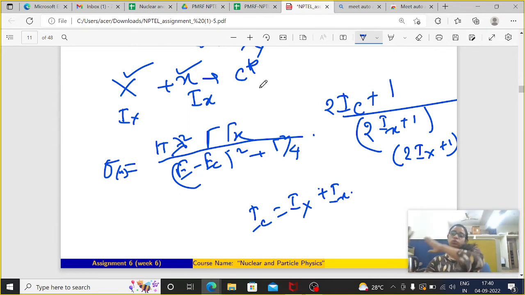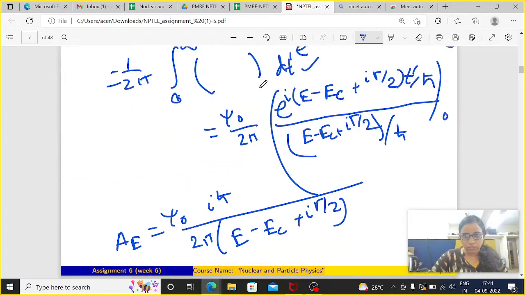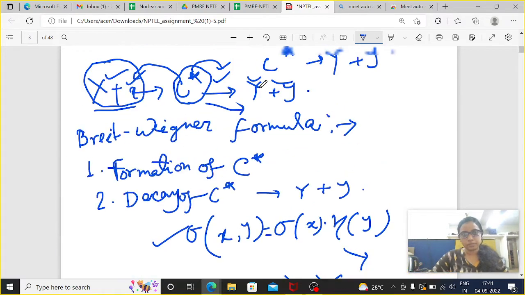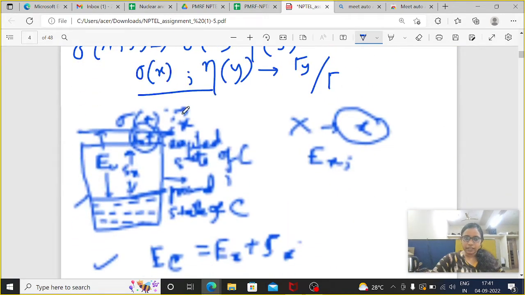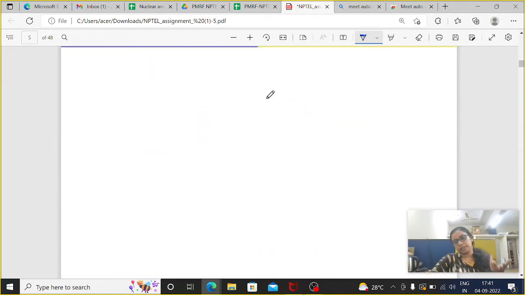And now I will go to the sigma eta y. Eta y is the decay of the C star. As I already told you before, the formation of the compound nucleus is in two steps: the formation of C star as well as the decay of C star. The formation of C star gives us sigma x, and the decay of C star gives us eta y. So right now we will talk about what is eta y, and then we can find the formula for sigma xy, just multiplying these two.